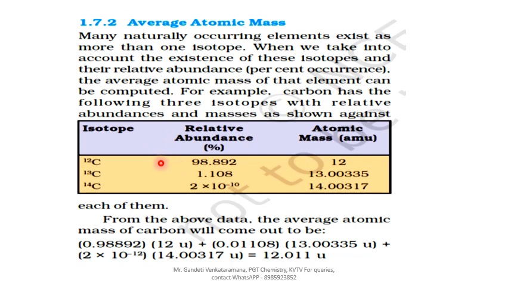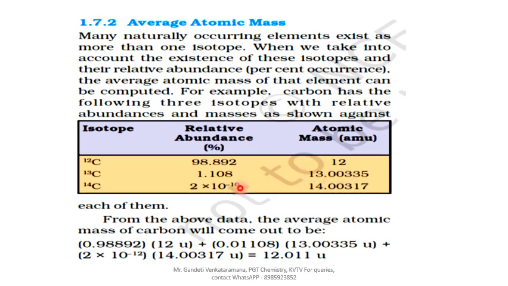This is the carbon isotope C12. What is the percentage available? Abundance 98.892, atomic mass 12. C13 relative abundance, meaning availability in nature, is 1.108, availability out of 100%. Clear? This is the atomic mass of C13, 13.00. Generally we consider 13 only.